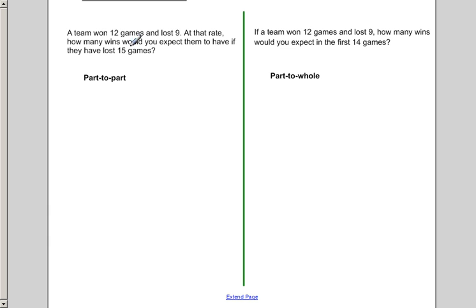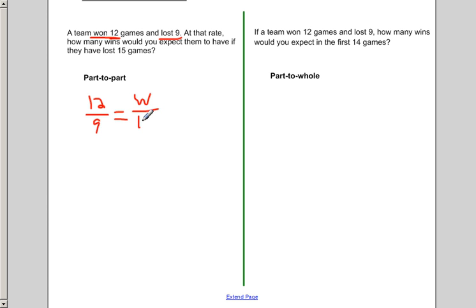So a couple examples here. If a team has won 12 games and lost 9, at that rate, how many wins would you expect them to have if they have lost 15 games? So let's set this up as a part-to-part ratio. Well, one part is that they've won 12, and the other part, so we'll put that on the bottom, is that they've lost 9. And that should be an equivalent ratio, because it says at that same rate, how many wins, so the wins will go on top, just like the other side over here. How many wins would you expect them to have if they have lost 15 games?